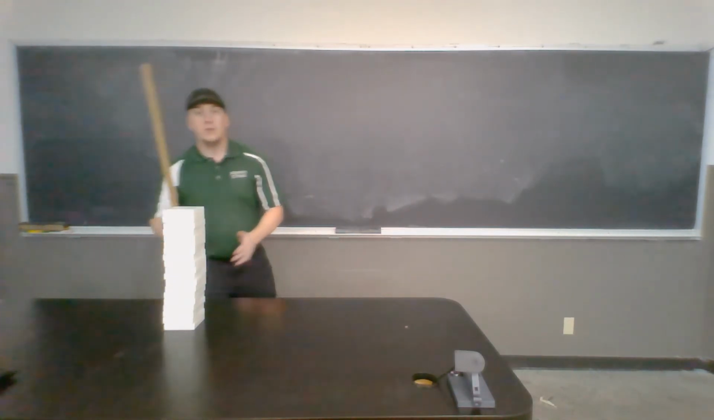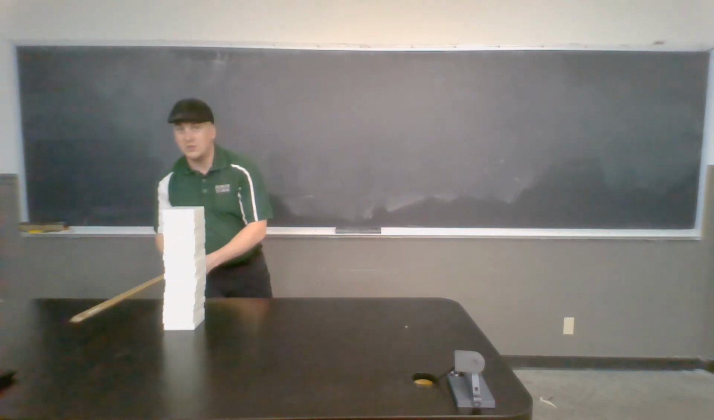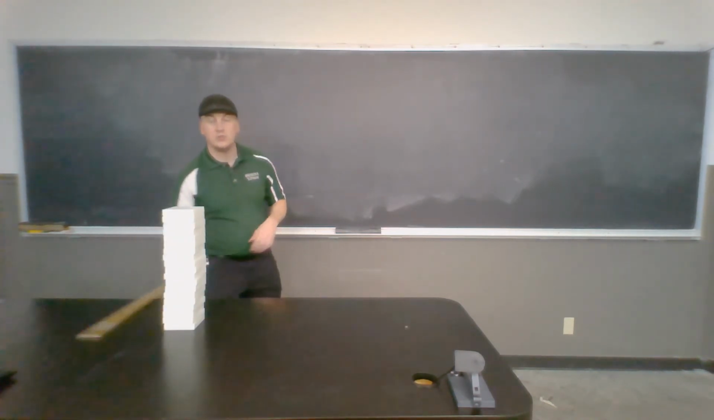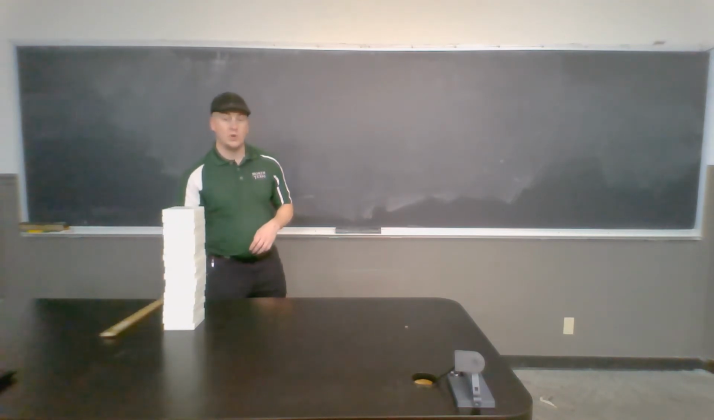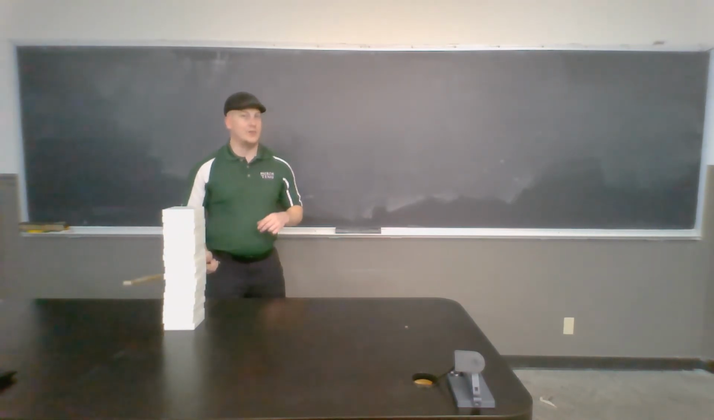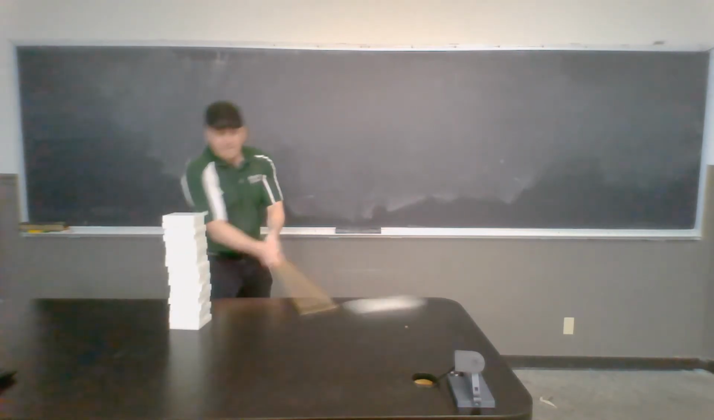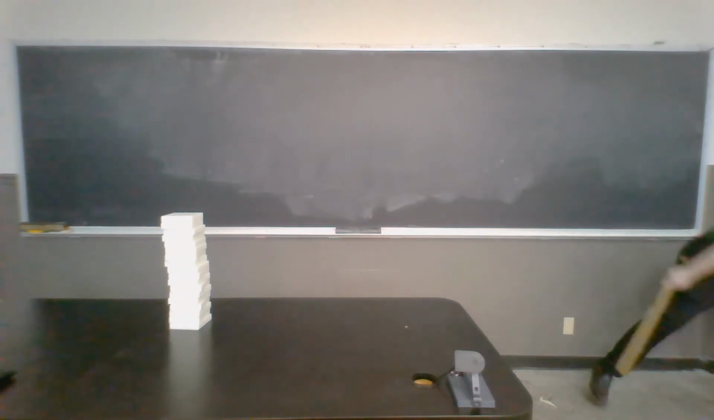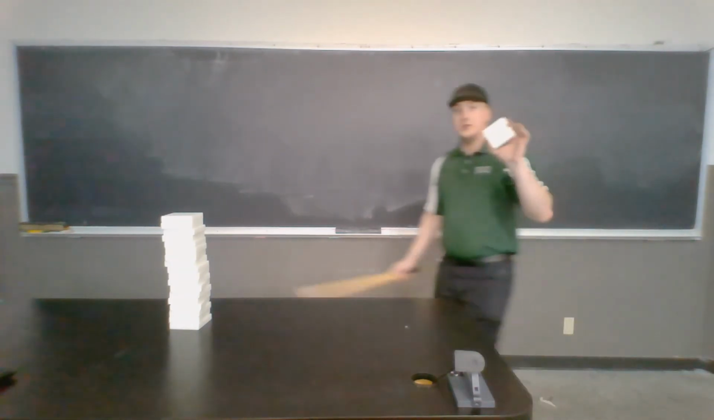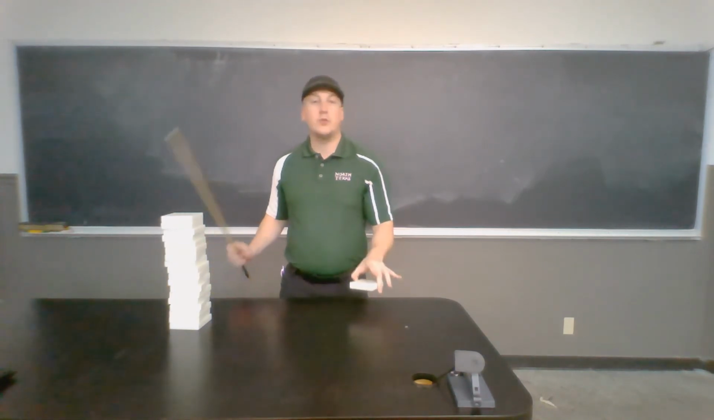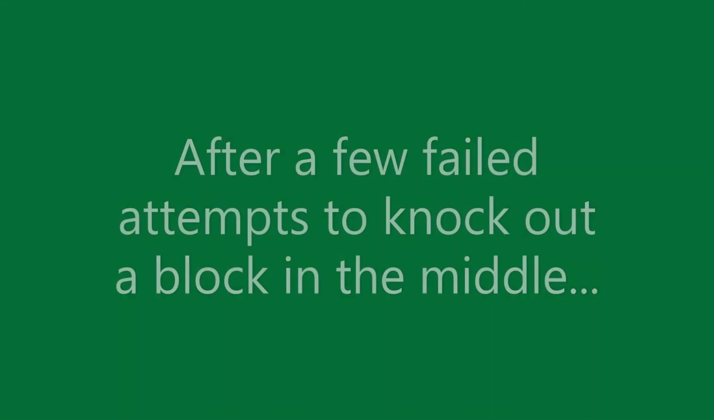So the trick with this is to keep this meter stick along the plane of the table. I'm almost going to be trying to push downwards to make sure that I'm only hitting one brick and not two. So as you can see there, I successfully got one brick out without making the rest of the tower fall over.